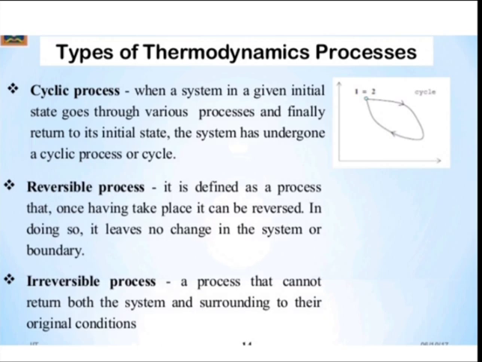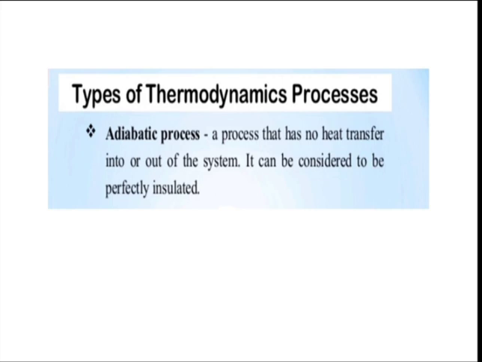Then our next topic is types of thermodynamic processes, in which we have seen three processes, and the fourth one is the adiabatic process. An adiabatic process has no heat transfer, that is dQ is equal to 0, and heat cannot be transferred out of the system. It is considered to be a perfectly insulated system.